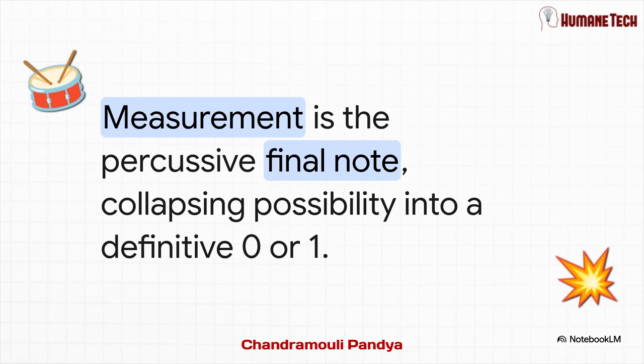All right, so after all the spinning and twisting and entangling, how does the performance end? It ends with measurement. This is the finale. It's like a big percussive final note that collapses all that shimmering possibility of superposition down into one single concrete outcome. We finally look at the qubit and it's forced to choose. It becomes a definite 0 or a definite 1.